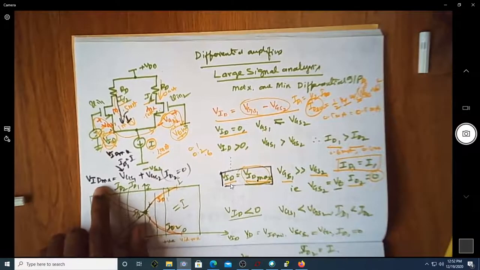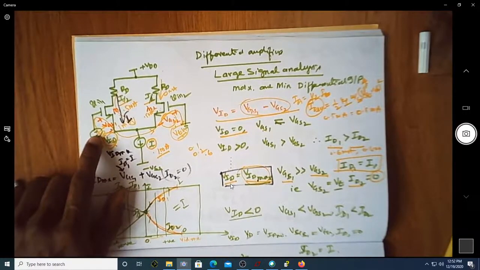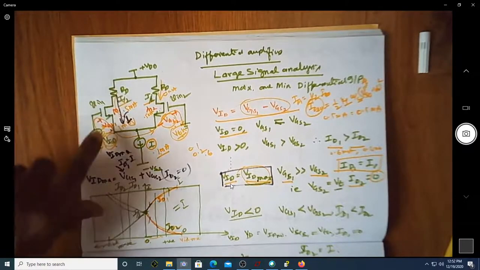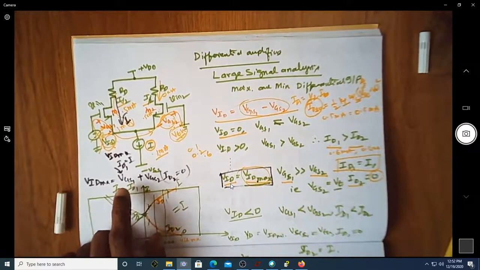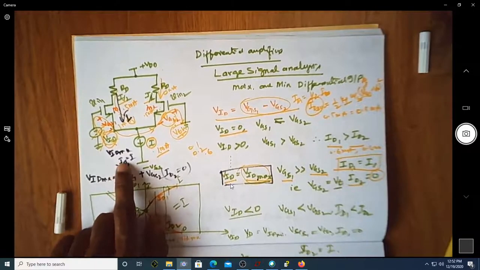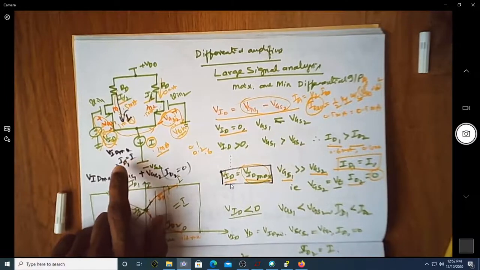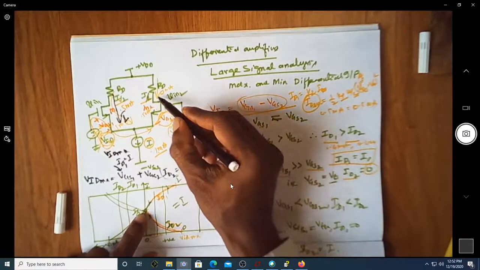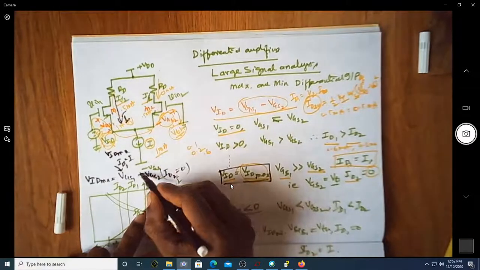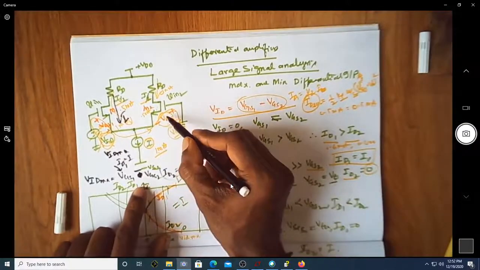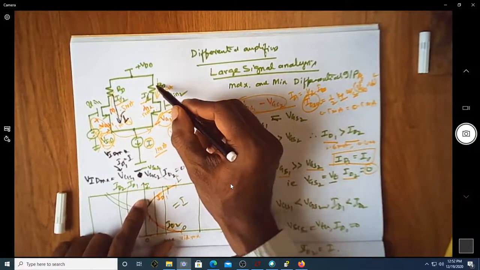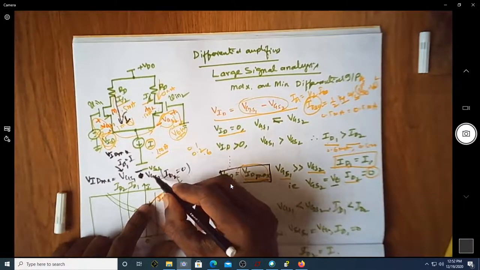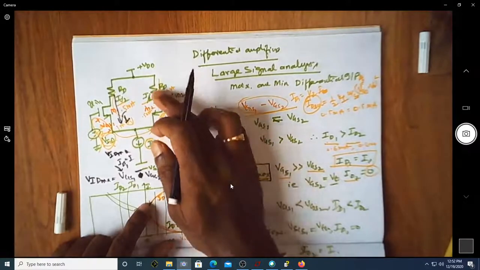I hope you are getting it. So whenever this voltage reaches the maximum limit, the entire current is flowing through this transistor. So the corresponding VGS is VGS1 for an ID1 of I, minus the amount of VGS required to make the current here as 0. You know that if VGS is equal to VTH, then the current becomes 0.